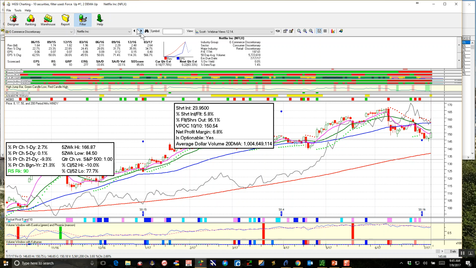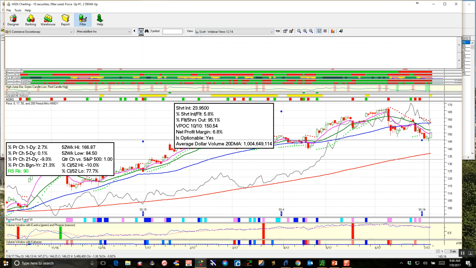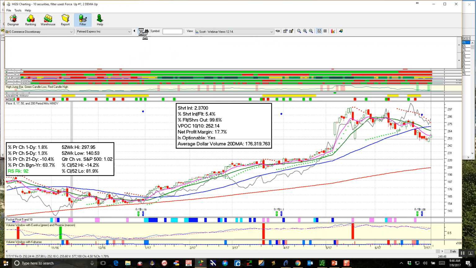Netflix kind of reminds me a lot of Apple in that it's pretty deep in the pattern and doesn't look like something I want to jump on. However, then I look at it's got good earnings per share growth. It looks to me like it might have found support here. It had a high closed doji and took out its 8-day exponential. I at least want to watch it. I'm not sure I want to go jump on it yet. Mercado Libre looks the same.